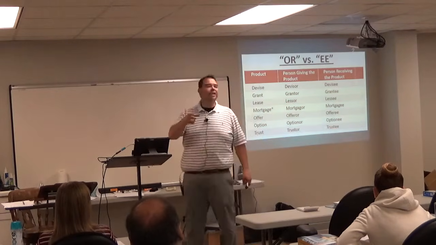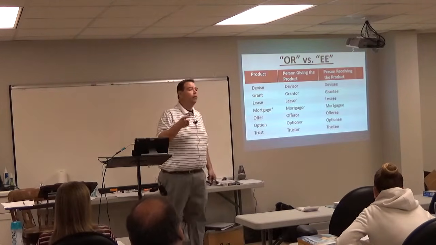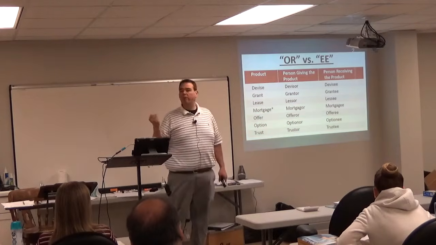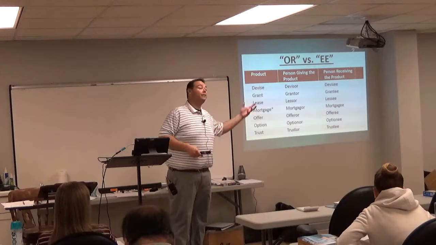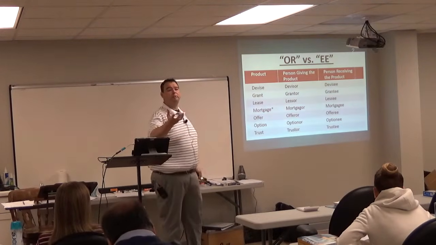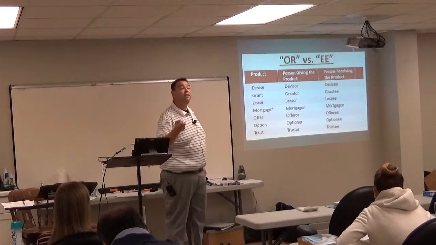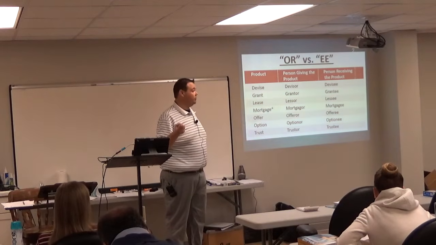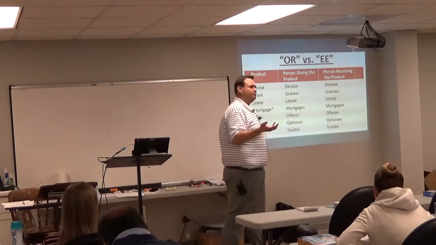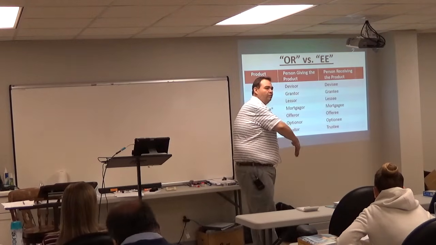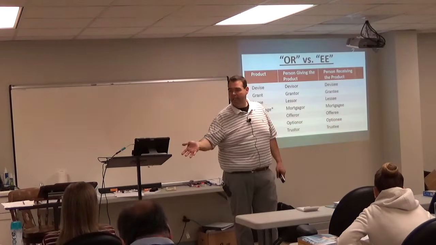Whenever you see EE on the end of a word, that means the person receiving the thing that you're talking about. So the offeror is the person making the offer. The offeree is the person who is receiving the offer. Does that make sense for everybody? When we talk about deeds, we're going to use the word grant. So we have a grantor and we have a grantee.